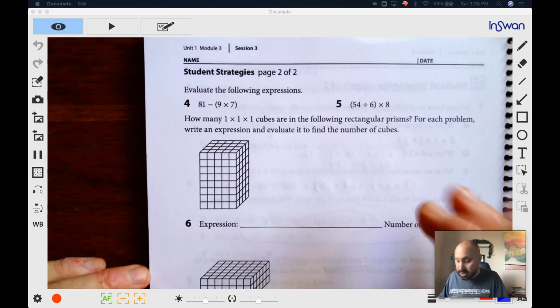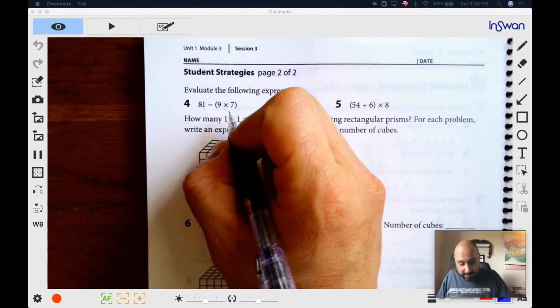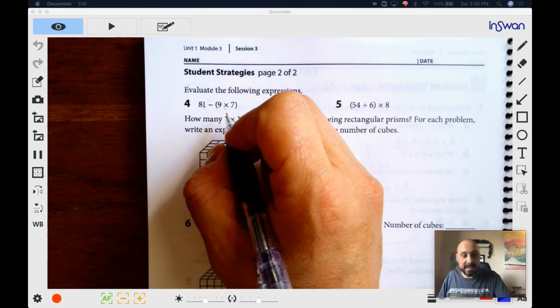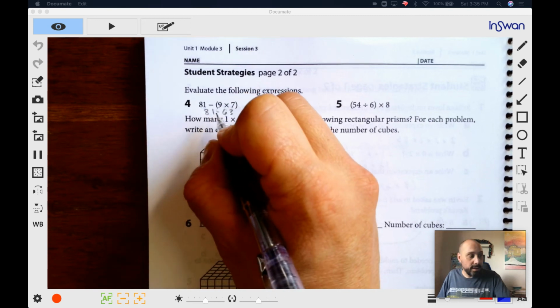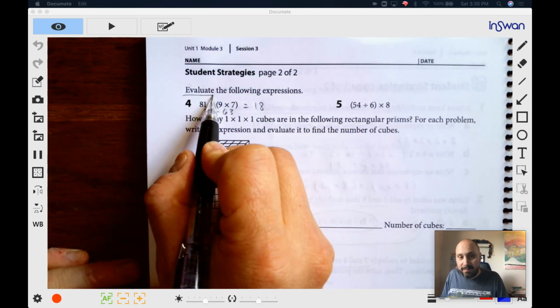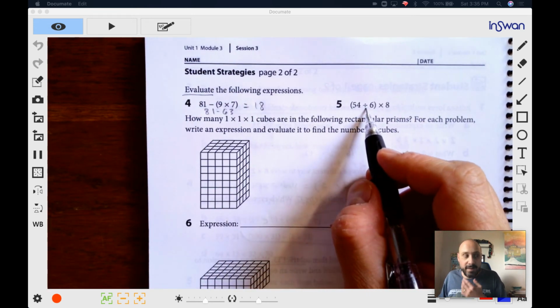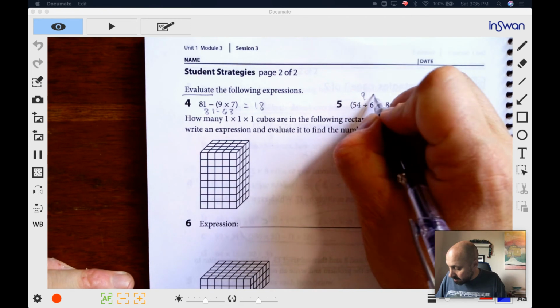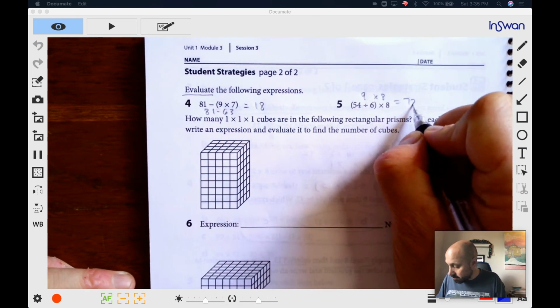Evaluate the following expressions. 81 minus 9 times 7. So 9 times 7 is 63. So we're subtracting 81 minus 63, and that would be 18. Whenever it says evaluate, that means answer the question. All right, 54 divided by 6 is 9. 9 times 8 equals 72.